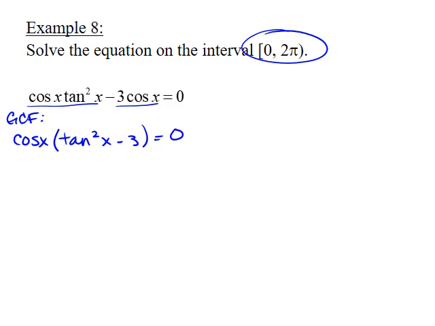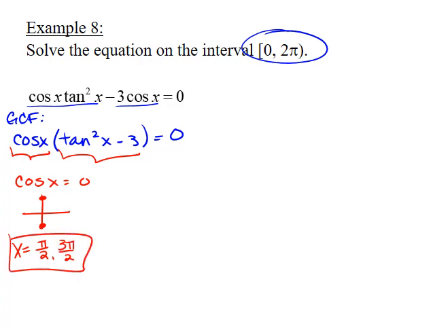Now some of you might be thinking, oh, tangent squared, I can use a Pythagorean identity. And you can, but it's not necessary here because all we're going to be doing is solving. And looking at this, I can set this equal to 0 and solve. And I can set this equal to 0 and solve. So let's do that now. If I set cosine of x equal to 0, cosine of x is equal to 0 here and here on the unit circle, which is at pi over 2 and 3 pi over 2. So there are two of the answers within this interval.